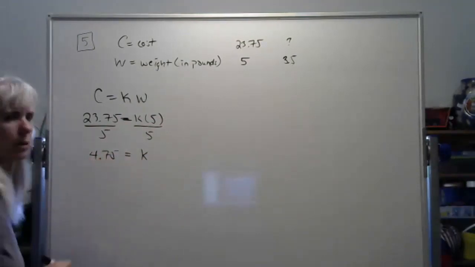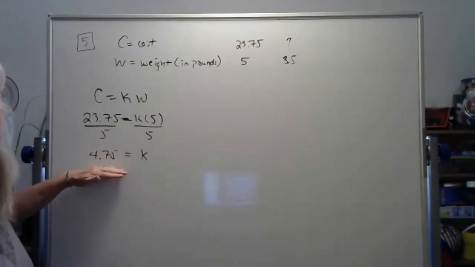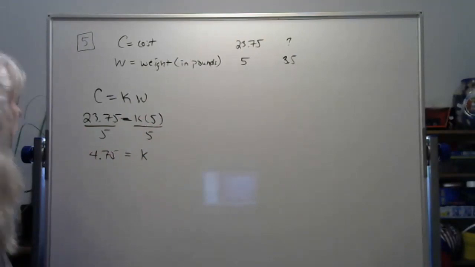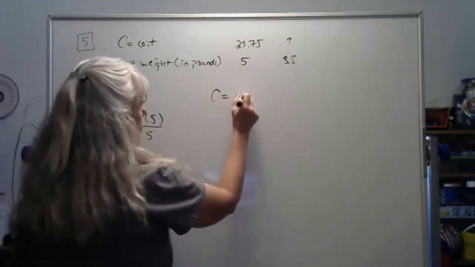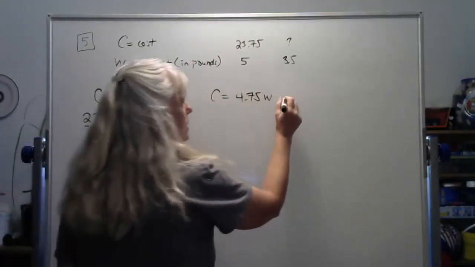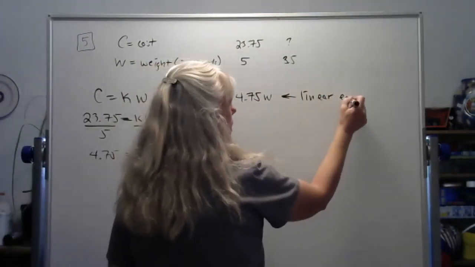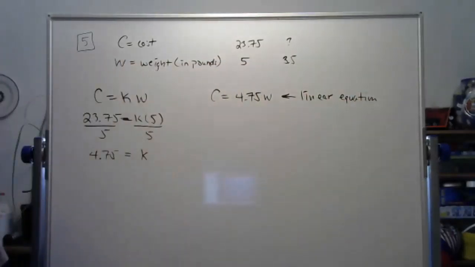So in terms of the earlier application problems we did at the end of chapter 1, this would be the cost per pound. So we know those roasted almonds cost $4.75 a pound. So our equation is C equals 4.75 W. That right there is the linear equation they're talking about. How do I know it's a linear equation? Because there are no exponents. So that makes it a linear equation. And the W is not in the denominator, so it's definitely a line.